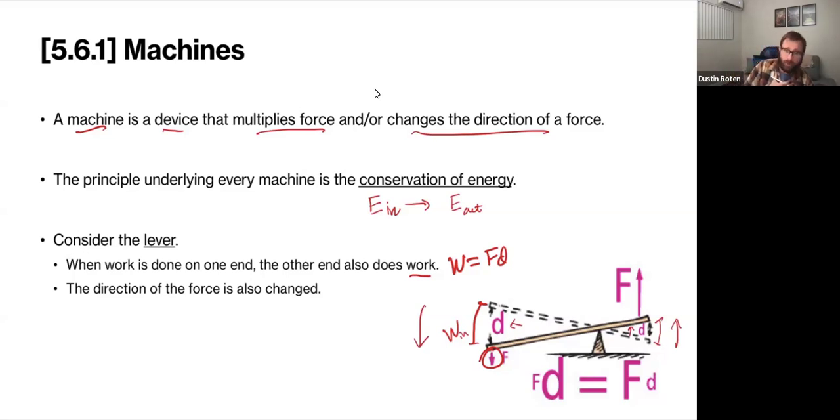So when work is done on one end, on the other side there's also a force being applied, as you can see here, and it also travels through a distance. And the directions also change, as we pointed out as well. One side goes down while the other side goes up.